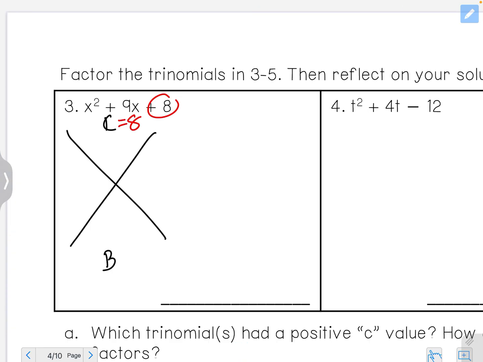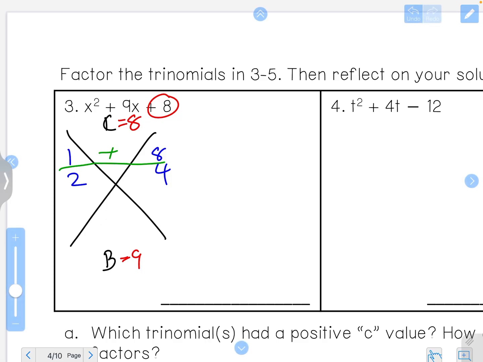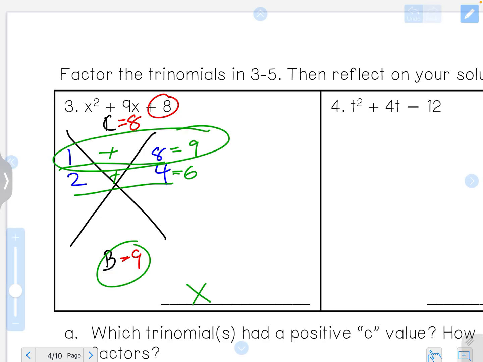So we know that our C is 8 and we know that our B is 9. So I'm now going to think of every number that can multiply to get 8. I've got 1 and 8. I've got 2 and 4, 3, no, and then I'm back at 2 and 4. So now I'm going to add them together. So 1 plus 8 is 9. 2 plus 4 is 6. We're looking for 9. So my answer is going to be (x plus 1) times (x plus 8).